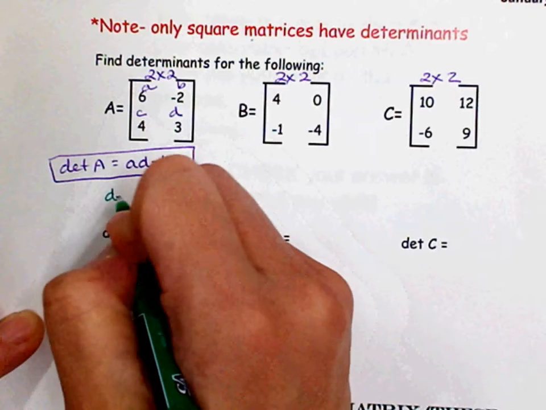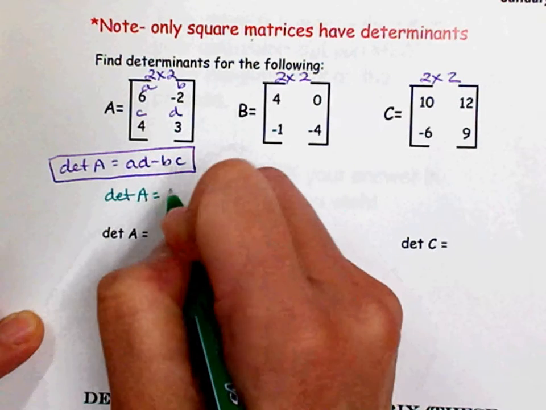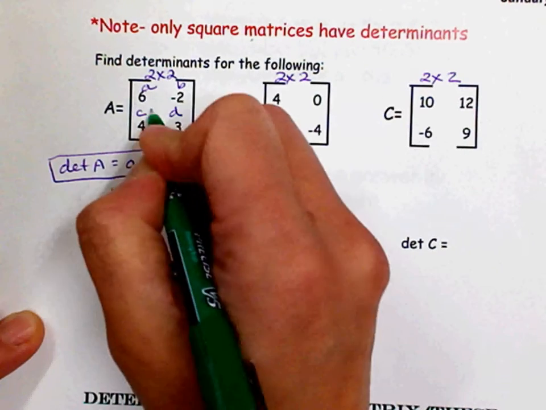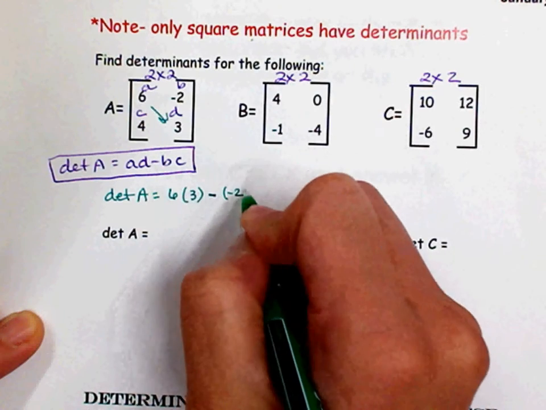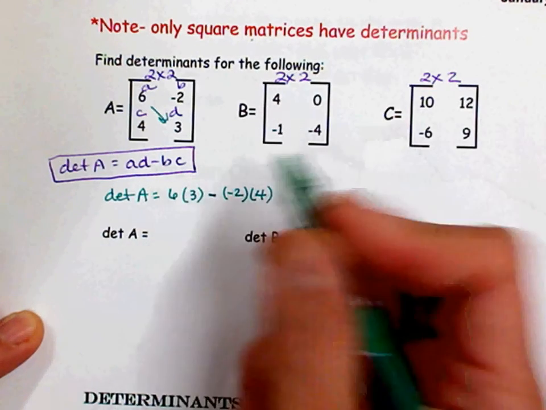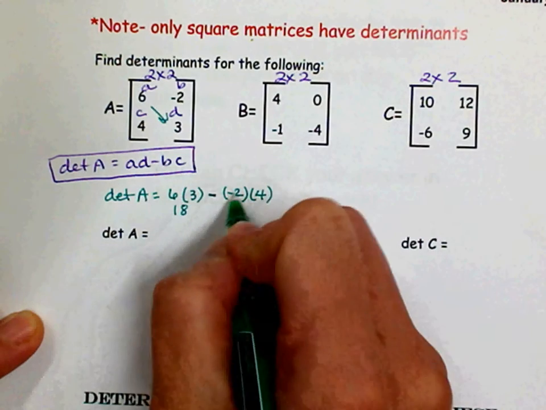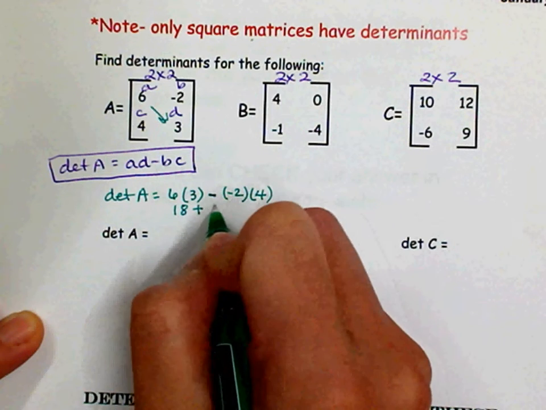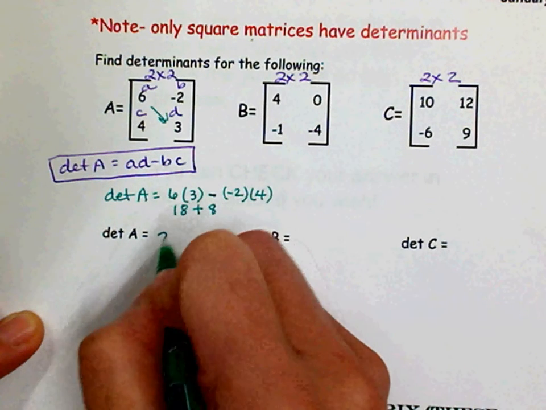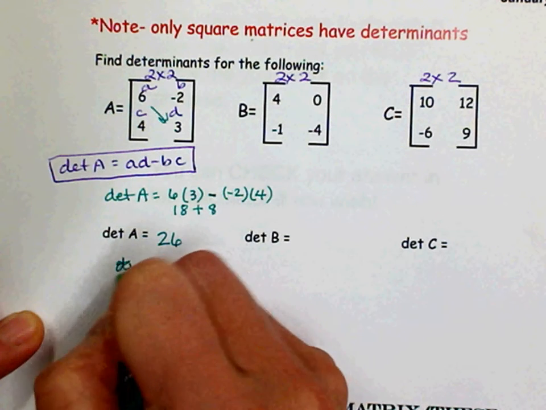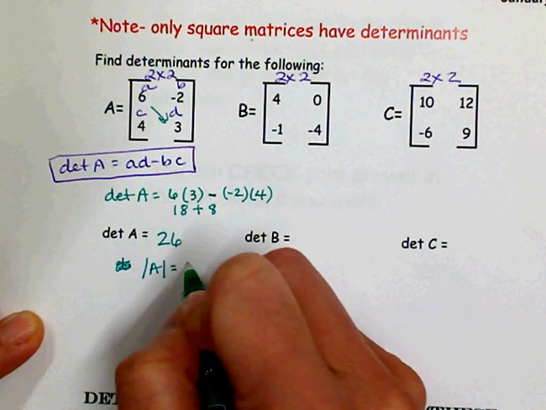All right, let's do the first one. Determinant A will be 6 times 3, see that? Minus negative 2 times 4, okay? So 18, negative, negative becomes a positive, 2 times 4 is 8. So the determinant here comes out to be 26. And you can also write it like this with the 2 lines.